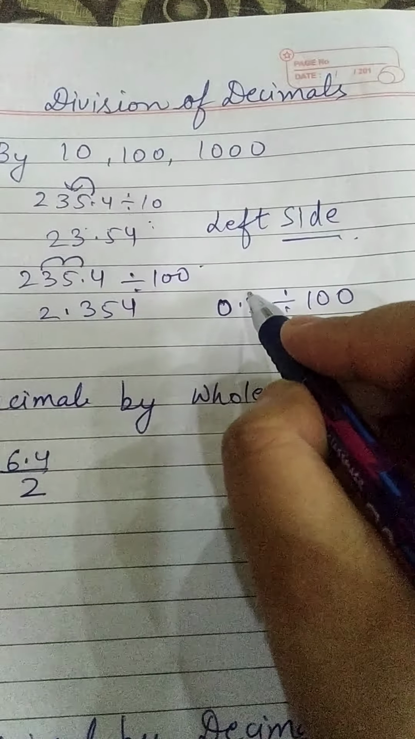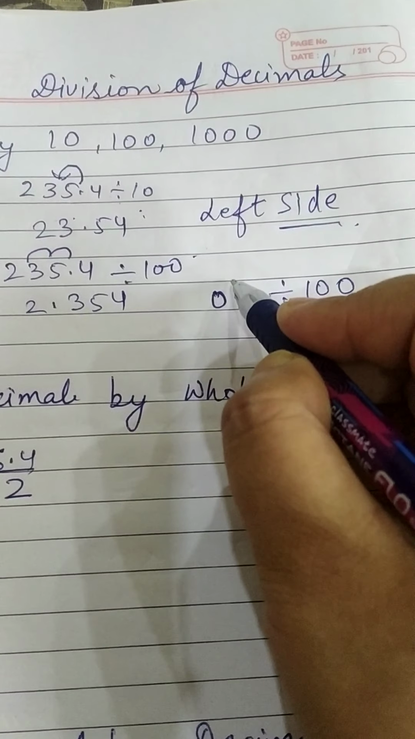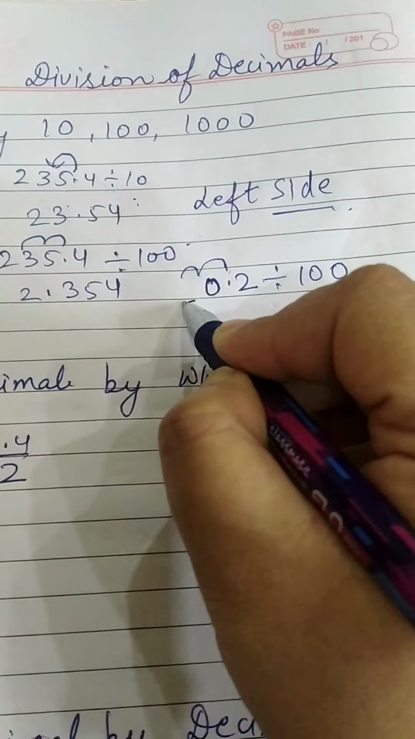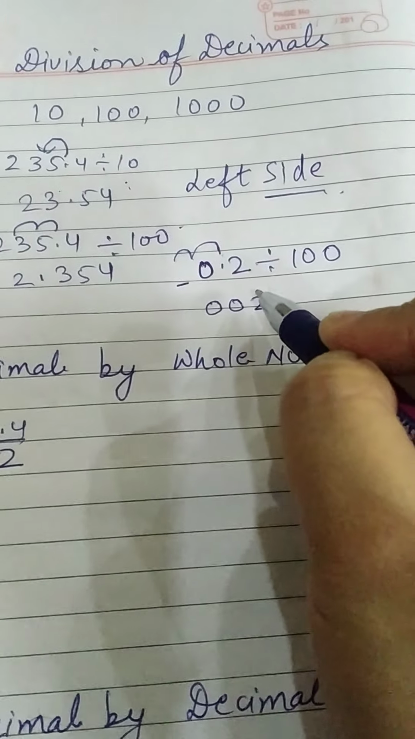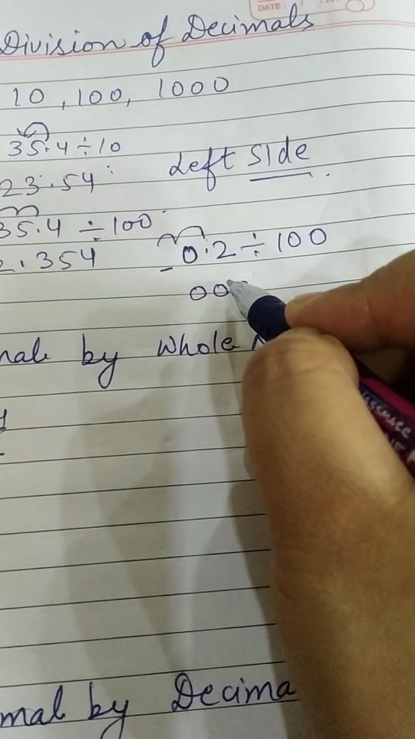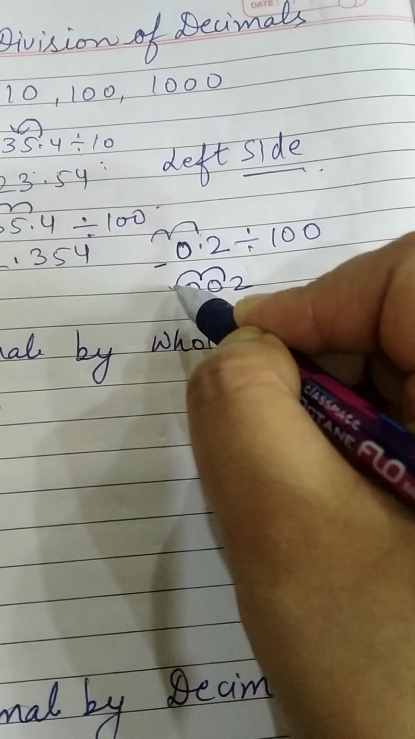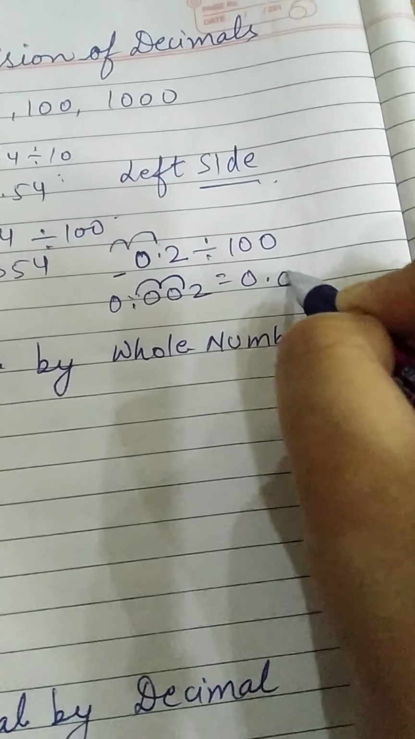Now, if I am having 0.2 and I divide it by 100, suppose I have to shift my decimal to the left side 2 steps, 1, 2. I am not having any other digit here. So what I'll do, I'll put the 0, because putting the 0 in the beginning doesn't make any difference. So I'll start shifting the decimal 1, 2 and I'll put the decimal here. Your answer will be 0.002.